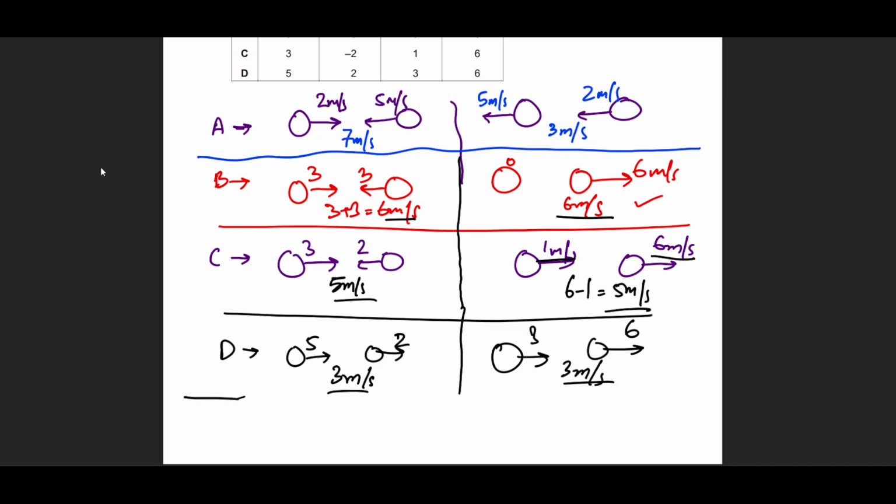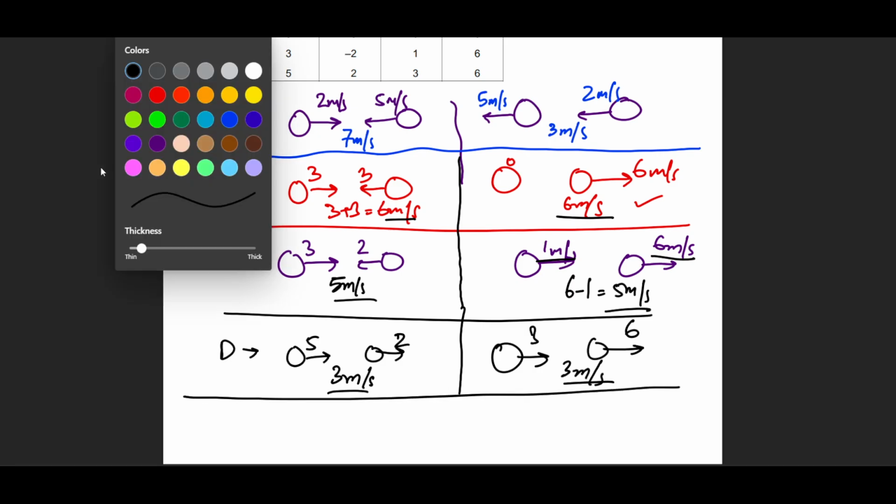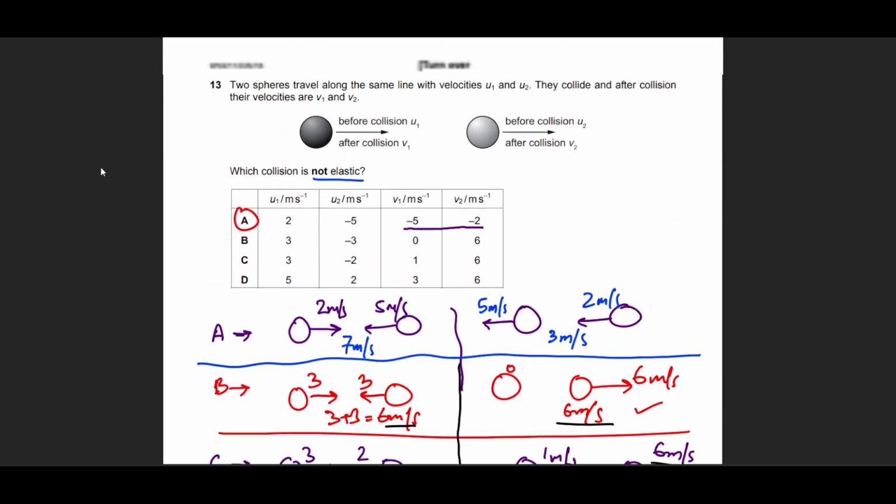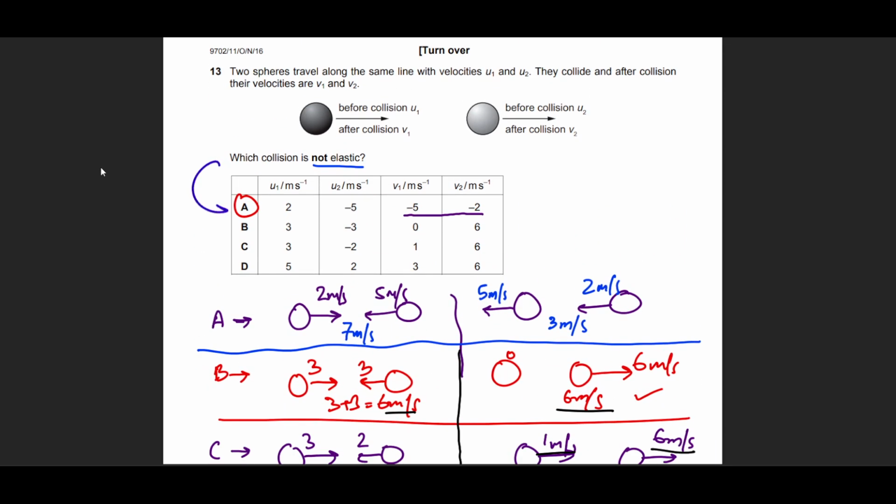Again, before and after, the relative speeds are exactly the same. Hence, this will also be an elastic case, along with the rest of them. So the only inelastic case we have in this case is option A, right? Okay.